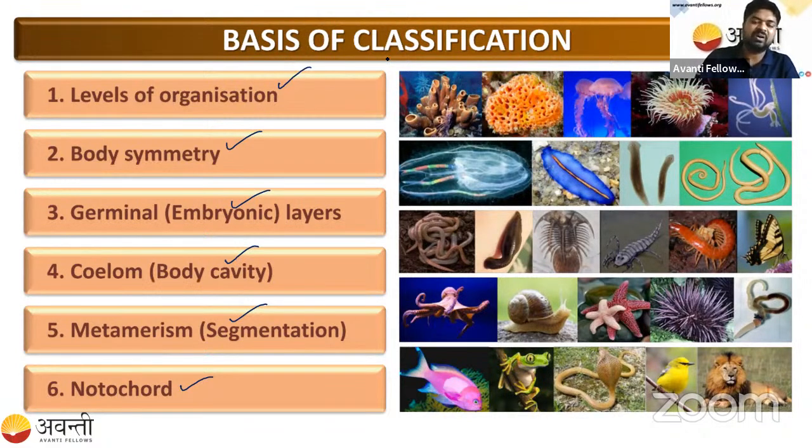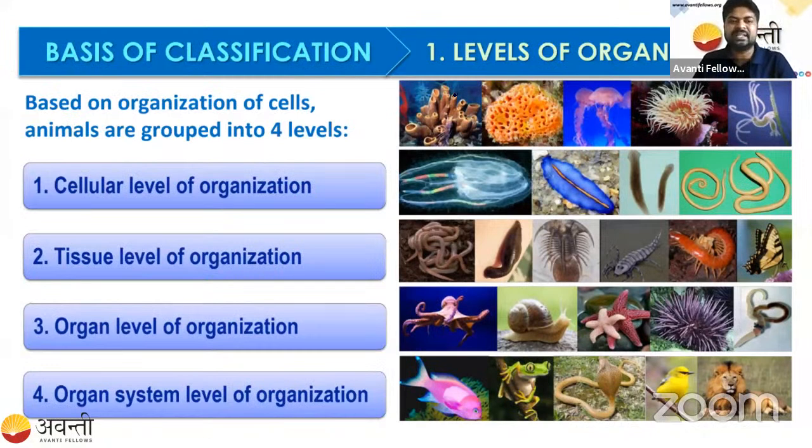First we start with the level of organization. Here you can see the 4 different levels of organization. The first is the cellular level of organization, meaning some organisms are only at the cellular level: they have only cells, or most functions happen inside the cell, and that's why it is known as cellular level organization. Next is the tissue level organization, which means functional tissues are there. Next is the organ level organization. Here, most tissues develop some organ, and that organ performs the functions.